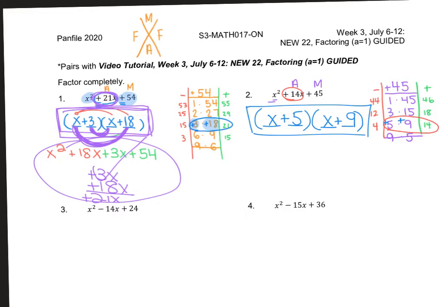If I want to do my double check, I can very quickly verbally double check my first term here and my last term here. I say x times x gets me x squared. I say 5 times 9 gets me 45. Then I say here, 5 times x, here, x times 9, 5x, 9x, they add up to get me positive 14x, and that's what I want.